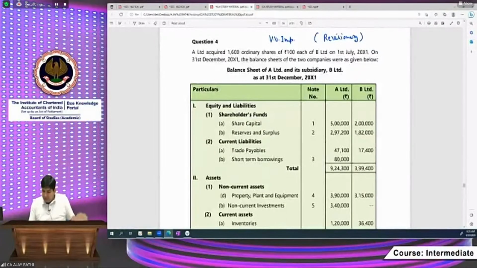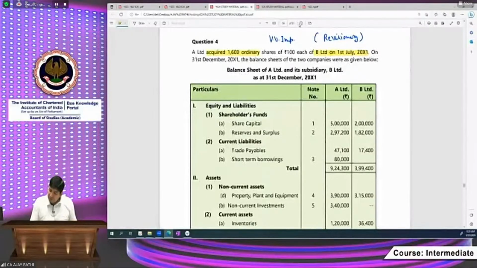Now, okay, let's read this question first. Beta, I'm reading in fast mode as you have already read this. See, this is question number 4. A Limited acquired 1600 ordinary shares of B Limited on 1st July 2021. That is the date of acquisition. On that date, shares have been acquired. Very good.